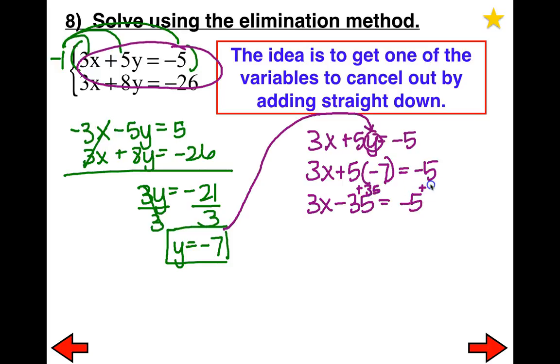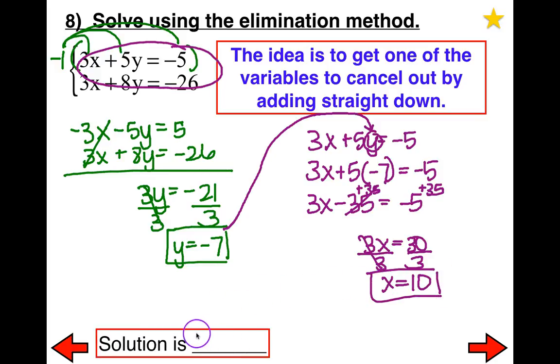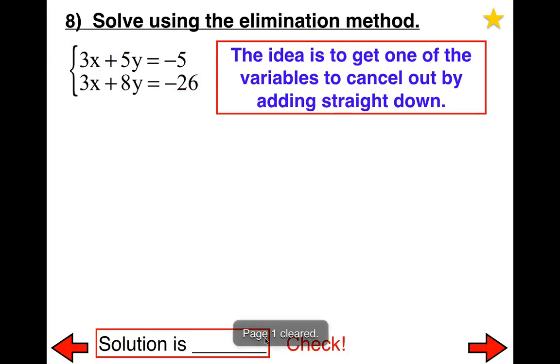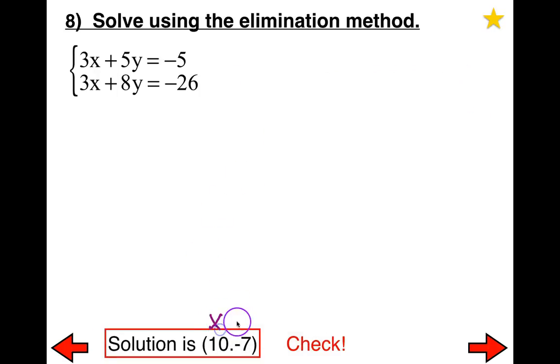Add 35 to both sides, leaving me with 3x equals 30. Divide both sides by 3, and we're left with x equals 10. So now I'm going to say the solution is 10 comma -7. But again, we want to make sure that this is the correct answer, so let's go ahead and check. Friendly reminder that the x's are 10s and the y's are -7. So here, I'm just going to go ahead and plug it in straight to this equation here. 3 times x, which is 10, plus 5 times y, which is -7, equals -5.